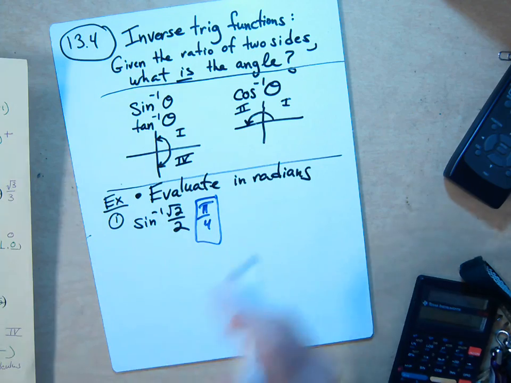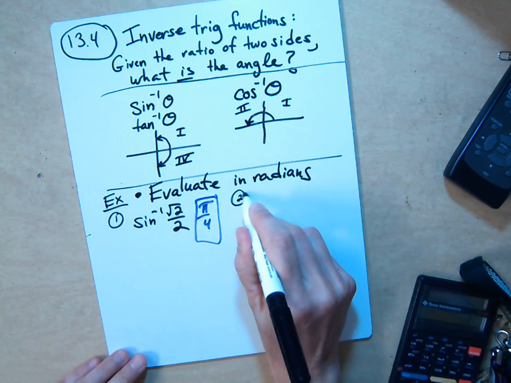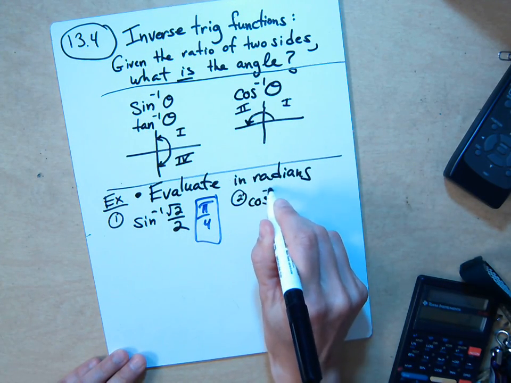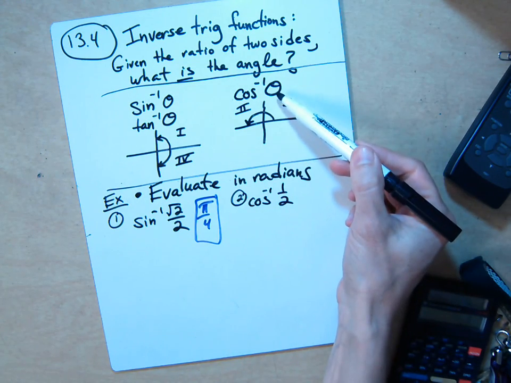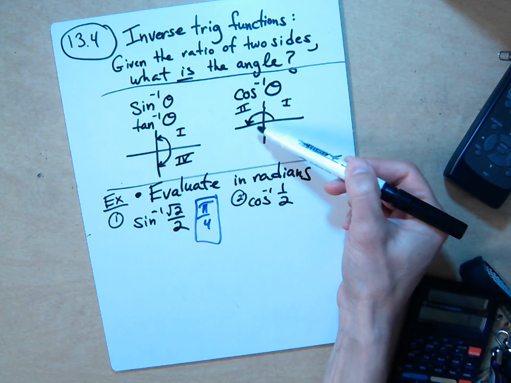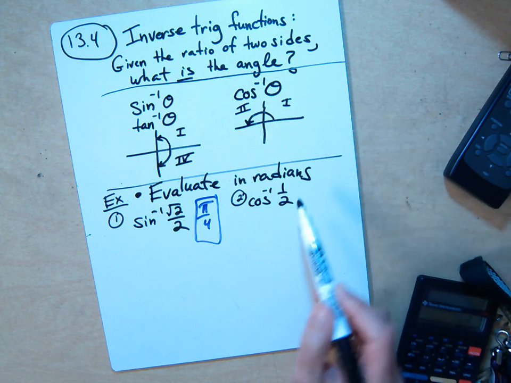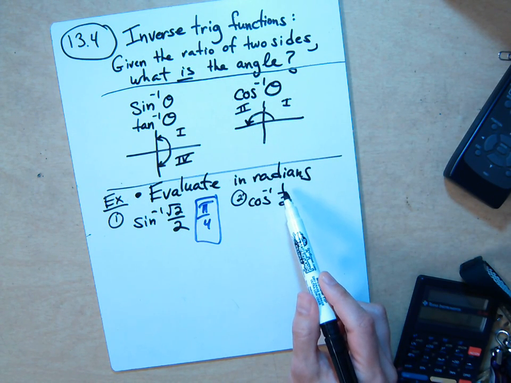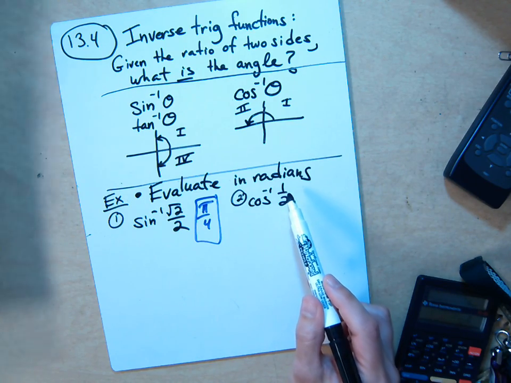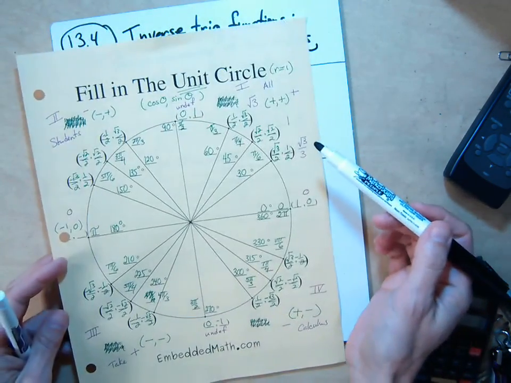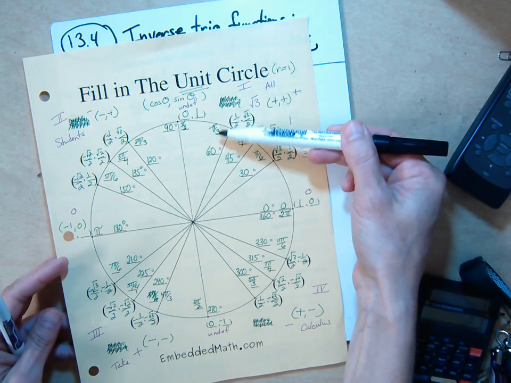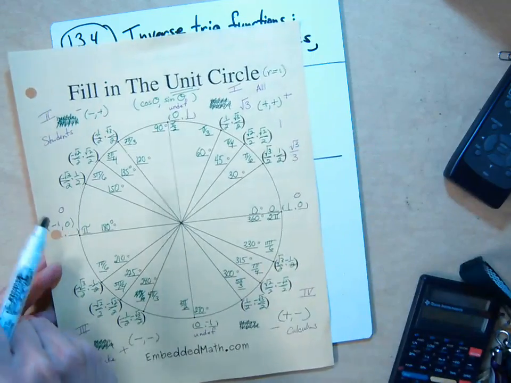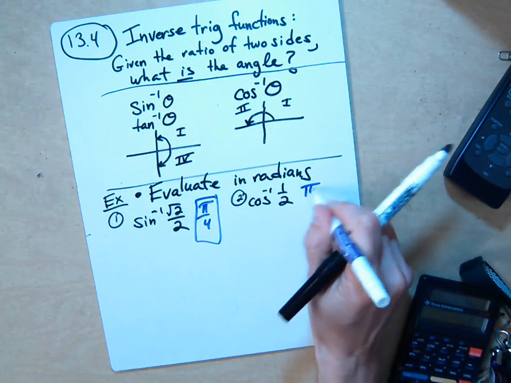Number 2, let's try the inverse cosine of 1/2. Inverse cosine is only defined in quadrant 1 and 2, so I only need to look there. There's only one place where the ratio of side lengths is 1/2. So where is that? Cosine is the x coordinate, 1/2. It's right here. So that's at pi/3.